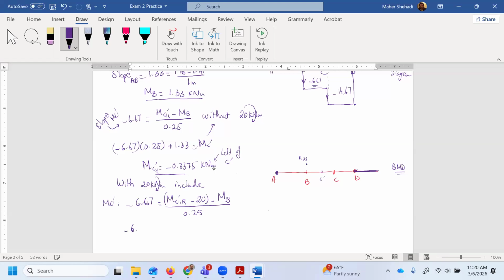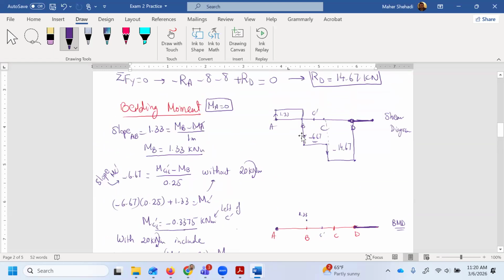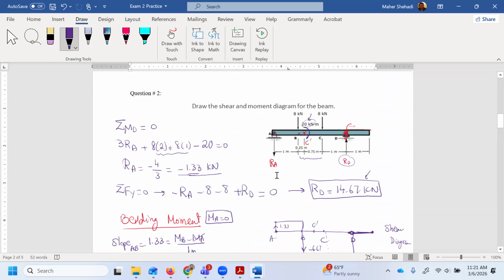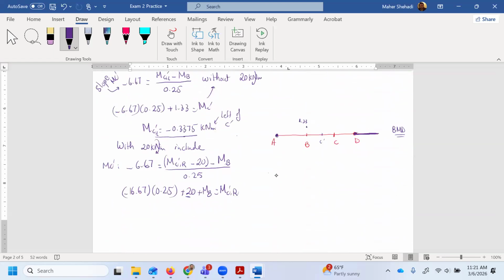So it's minus 6.67 into 0.25. And then take both of these to that side. 20 plus MB equals to MC prime R. It's the same value, minus 0.3375, but we will add 20 to it. And that's actually what happened. Before applying that moment, it was negative 0.33. And then we applied a 20 kilonewton, but it's in the negative, so it has to move up. And that's what we would get here, a positive value, which is 19.66, almost. Gonna be more critical.